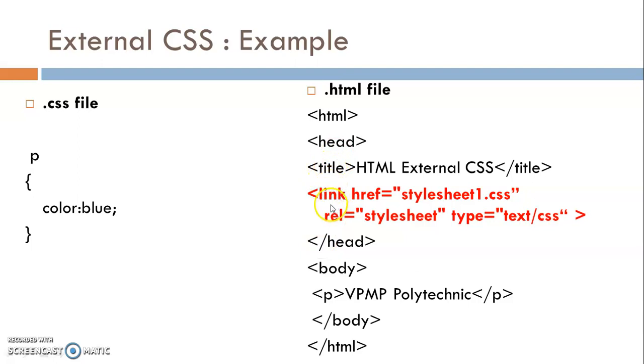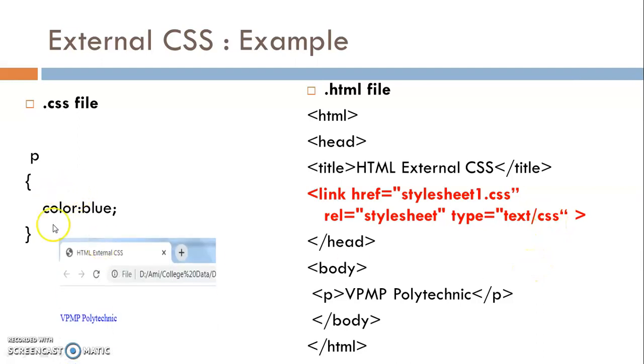So I write here link as the element, then href, which contains the source of our external CSS file. The name of this CSS file is stylesheet1 and the extension is css. So I write stylesheet1.css. After that, write rel equal to stylesheet and then type equal to text/css. The output of this external CSS is like this, meaning VPMP Polytechnic is displayed in blue color.